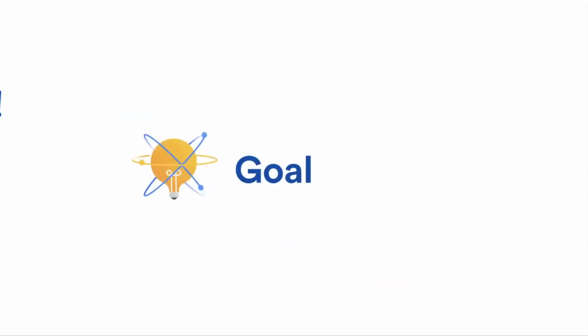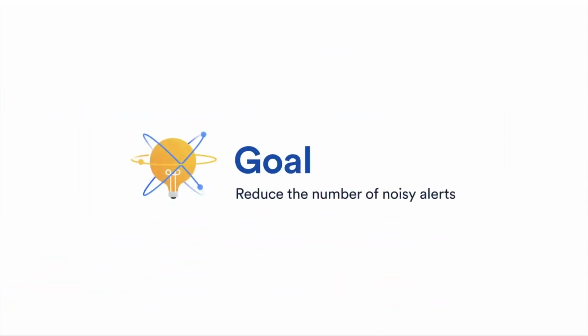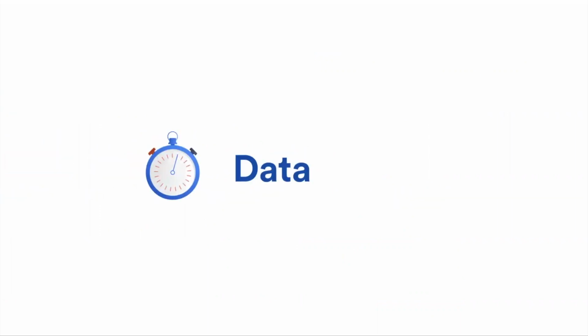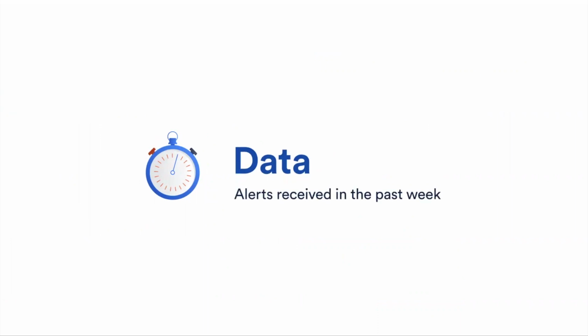So we sat down and we defined our goals. And we figured we're receiving way too many noisy alerts. And so we wanted to do something about that. And collecting the data for that was pretty easy. We just looked at the alerts we'd received that week. And just kind of FYI, it was actually 87 low priority alerts that we'd received. And the vast majority of them we ignored.